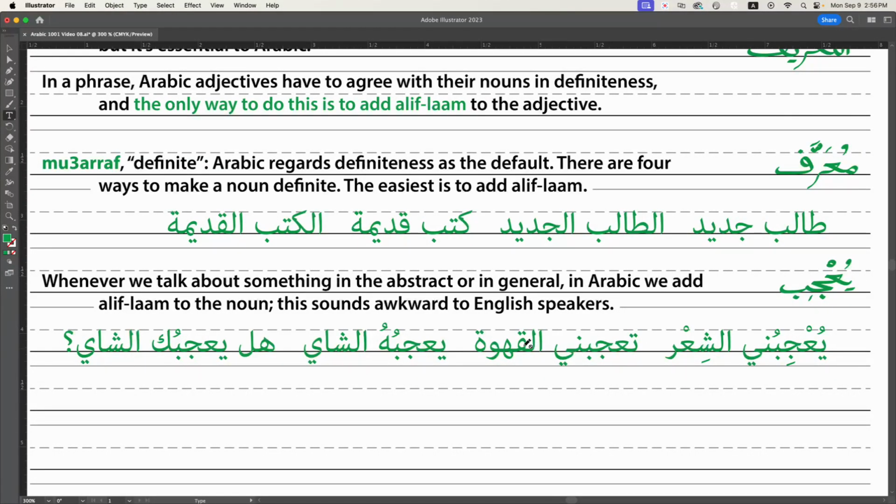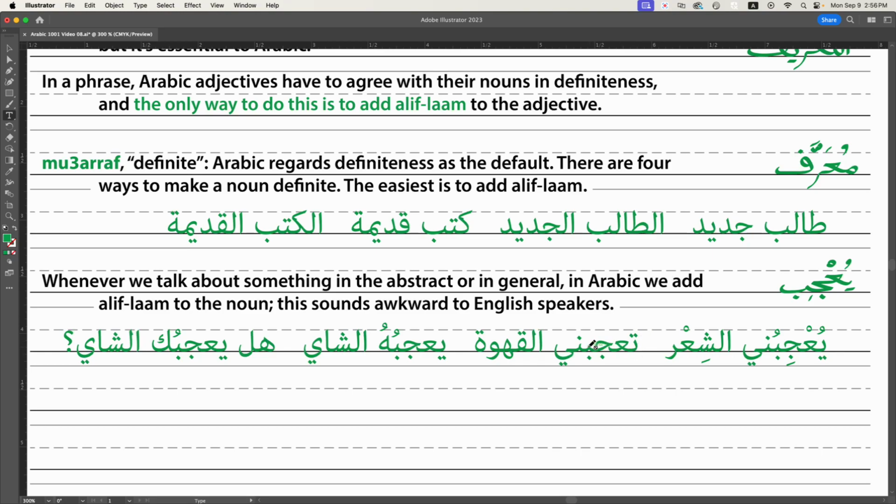So if the noun that I like is feminine, I change it to tu'jibuni, and I'll get into this when I talk about verb conjugation. Don't worry about it for now. If you said yu'jibuni al-qahwa, everyone would understand that you like coffee, which I do, and the fact that you messed it up by not saying tu'jibuni instead is going to be largely irrelevant or mostly not noticed.